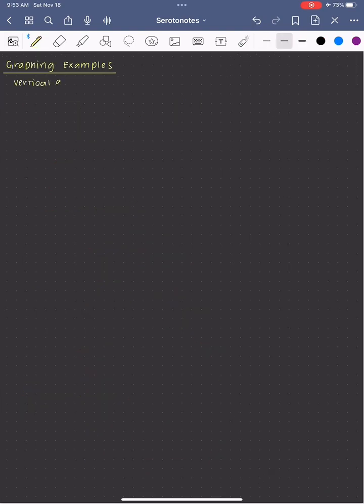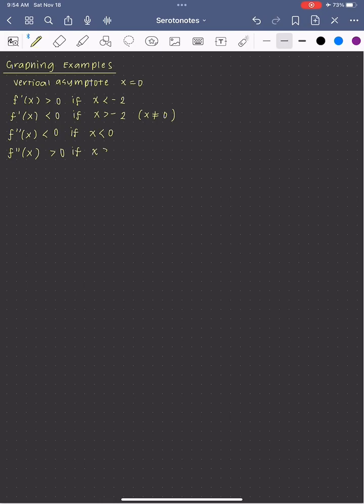So here we have a vertical asymptote at x equals 0, and f prime of x is greater than 0 if x is less than negative 2, but is less than 0 if x is greater than negative 2, provided that x is not equal to 0. And your second derivative is less than 0 if x is less than 0 and greater than 0 if x is greater than 0. Let's construct the table of signs for f prime.